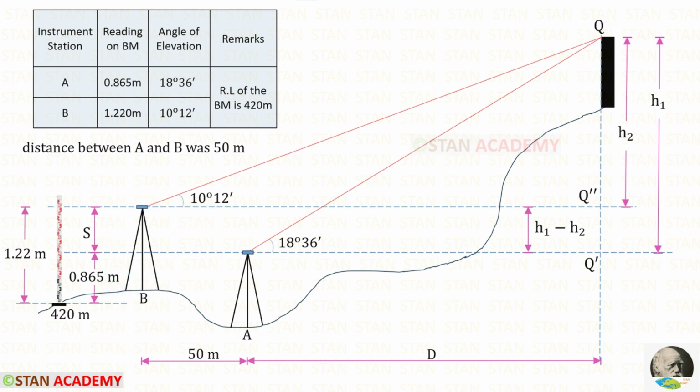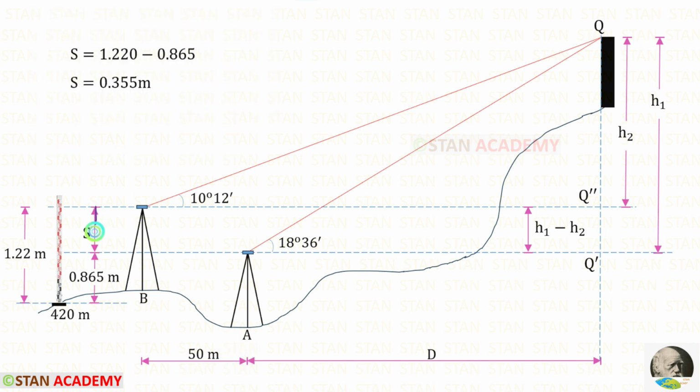Let us enter the angle of elevation. At A, it is 18 degree 36 minutes and at B, it is 10 degree 12 minutes. The distance between A and B is 50 meter. We know that S will be equal to 1.22 minus 0.865. We will get 0.355 meter.